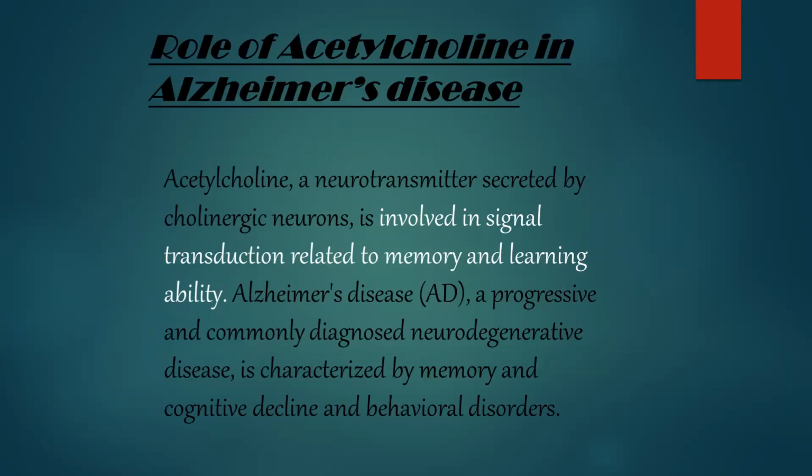Role of acetylcholine in Alzheimer's disease. Acetylcholine, a neurotransmitter secreted by cholinergic neurons, is involved in signal transduction related to memory and learning ability. Alzheimer's disease, a progressive and commonly diagnosed neurodegenerative disease, is characterized by memory and cognitive decline and behavioral disorders. What is neurodegenerative disease? Neurodegenerative disease occurs when nerve cells in the brain or peripheral nervous system lose function over time and ultimately die.